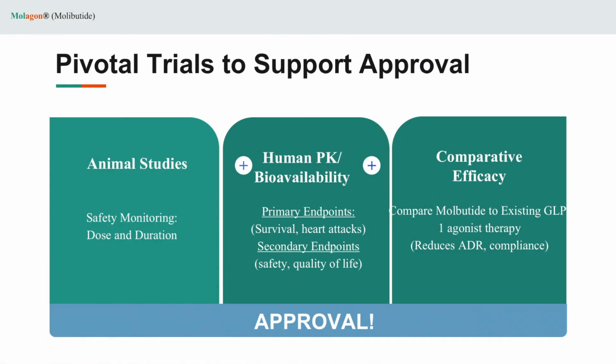There are pivotal trials to support approval, and first it includes the preclinical trials, which involve the animal studies to examine safety of dose and duration for planned human studies. The next include the clinical trials to observe the human pharmacokinetic and bioavailability. Several clinical endpoints will be observed, including the primary endpoints. These are the specific events of interest, which include overall survival, heart attacks, and viral load.